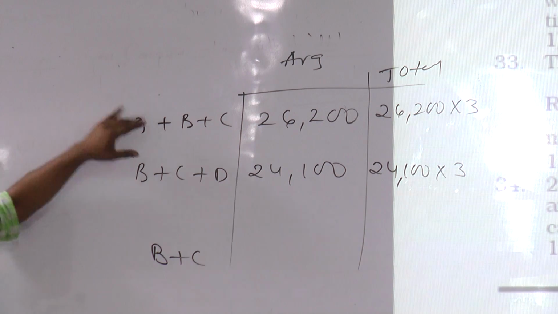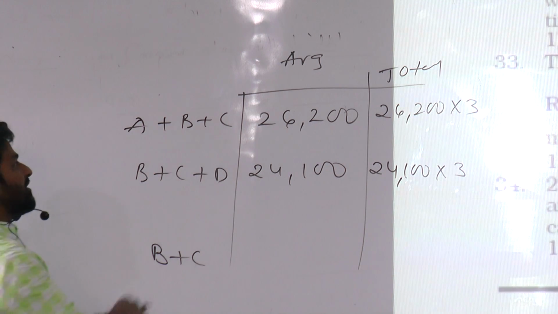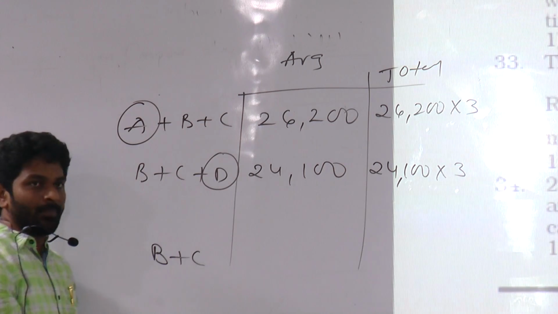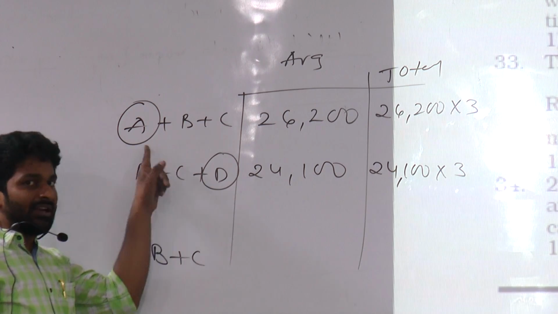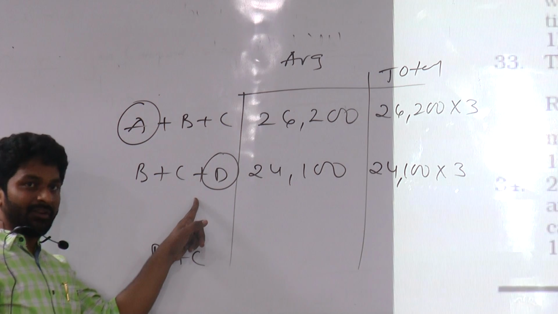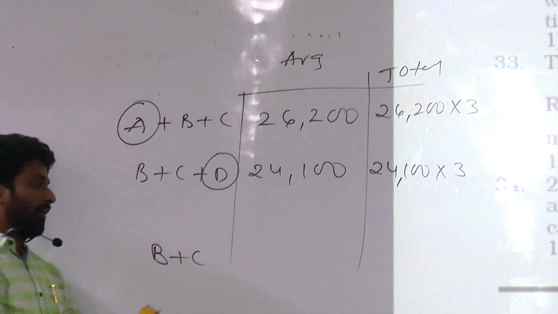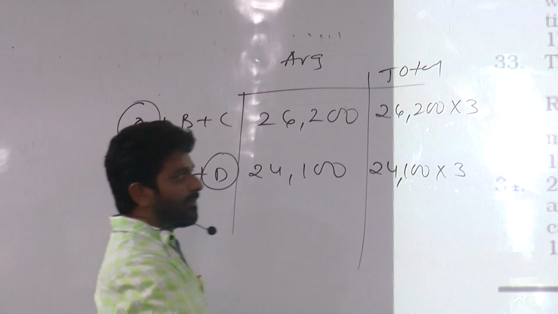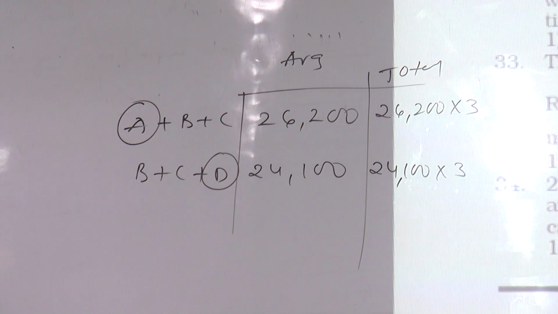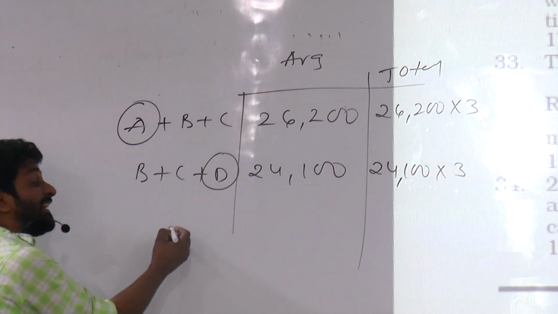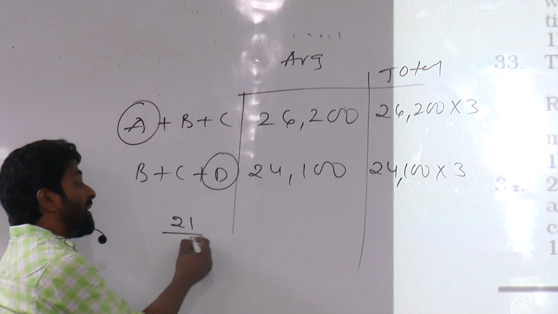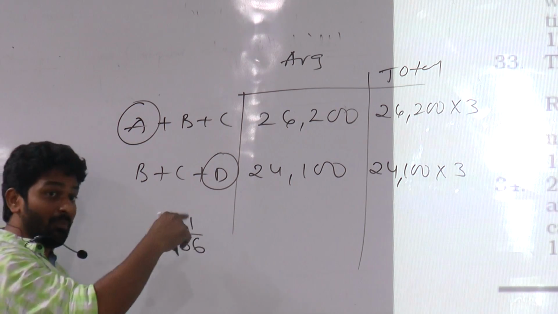So average is more when you have A, because B and C are common here. The only change will occur between A and D. Average is more when you have A, so A's salary will definitely be more than D's salary. Now, in terms of number of parts, if A is 86 parts, D is 65. How much is the difference between numerator and denominator? 21. So I can say A is 21 by 86 times more than D.